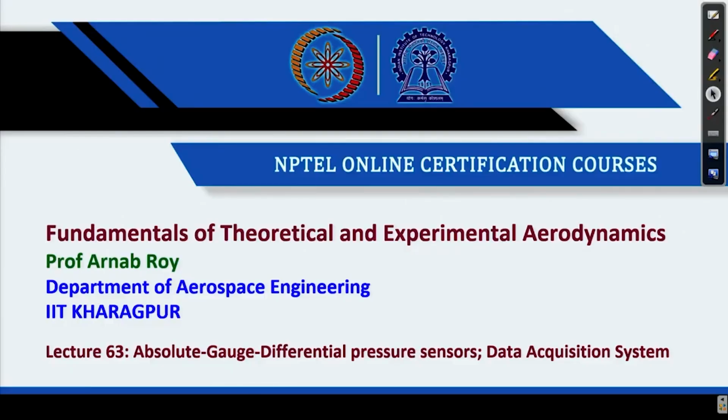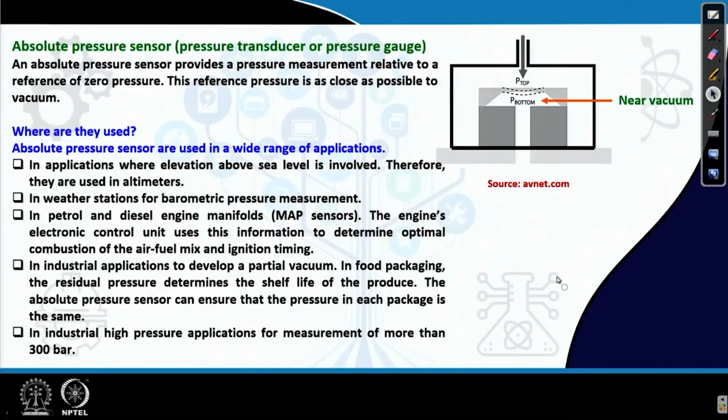In this lecture, let us complete our discussion on pressure sensors, and then we will move on to a discussion on data acquisition systems. We will discuss about absolute, gauge and differential pressure sensors. To begin with, let us look at absolute pressure sensors.